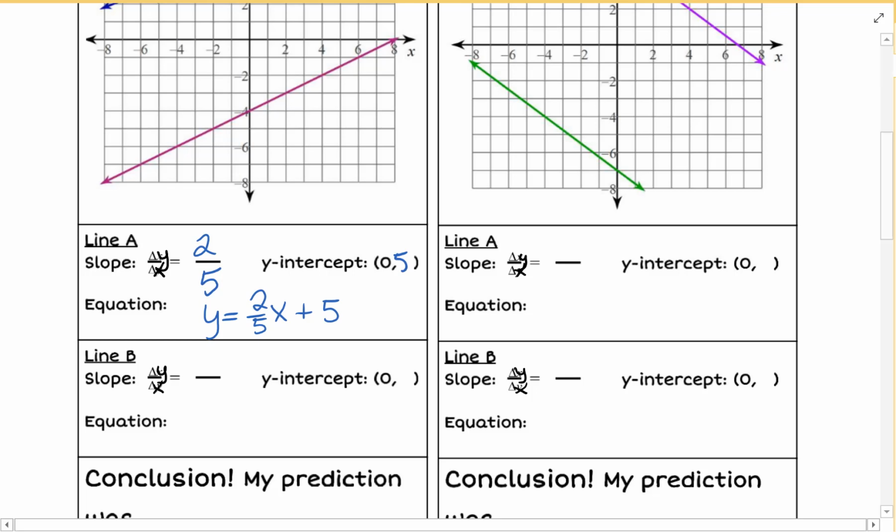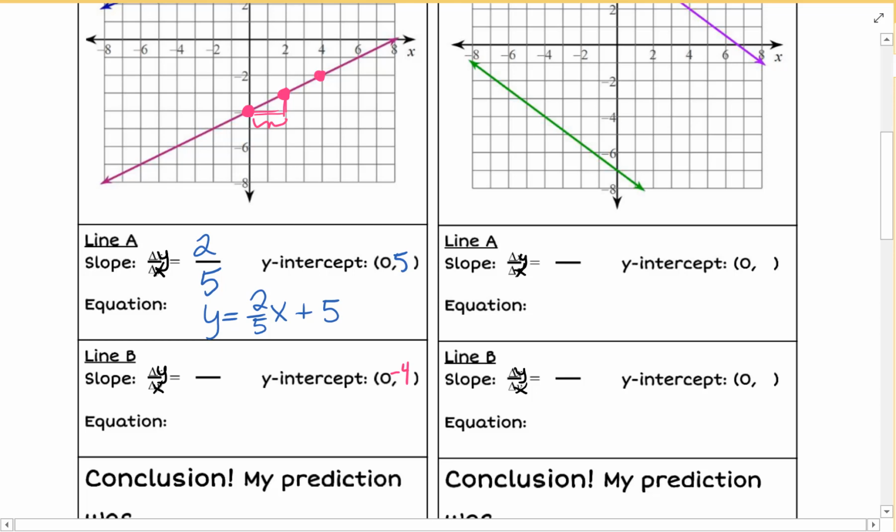Let's look at the burgundy line. Find some points. I see the y-intercept is -4. I'm going to write that down here right now. And, oh, here's another point. Does that pattern continue? Okay, so I did get the correct point.